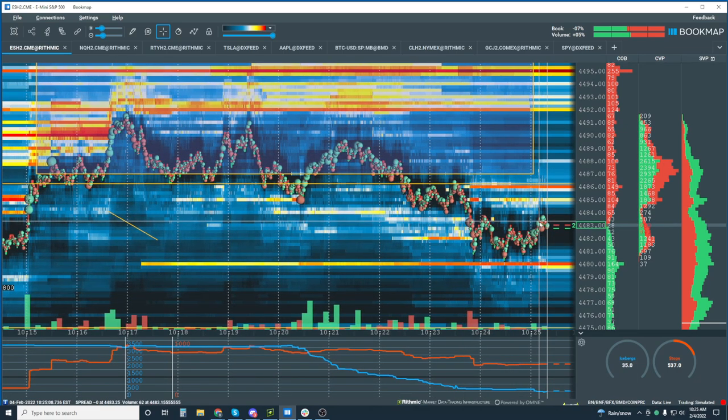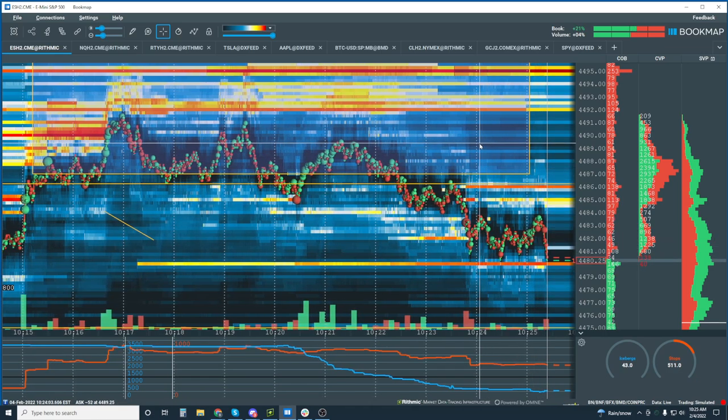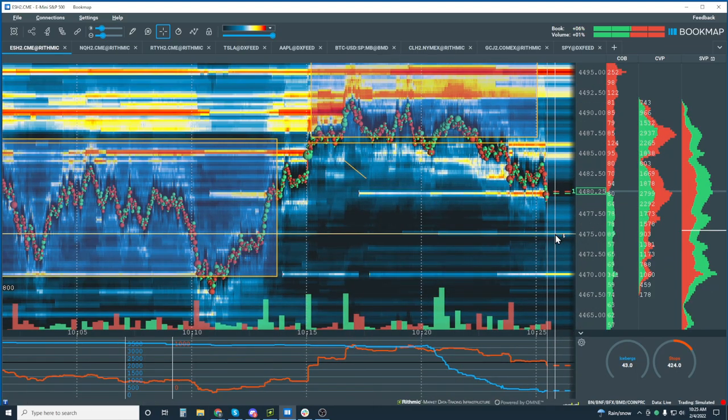Okay, this is still a low volume pullback, even on this cluster here, right? So we're still sell side here. There's 80, looking for more, looking for the 75 level here.